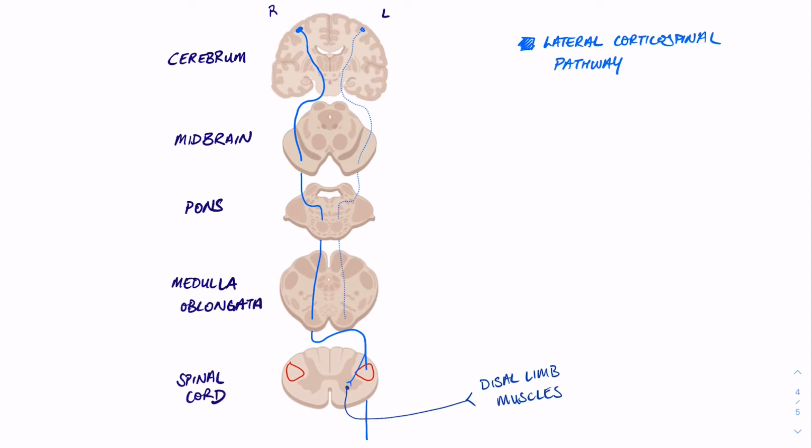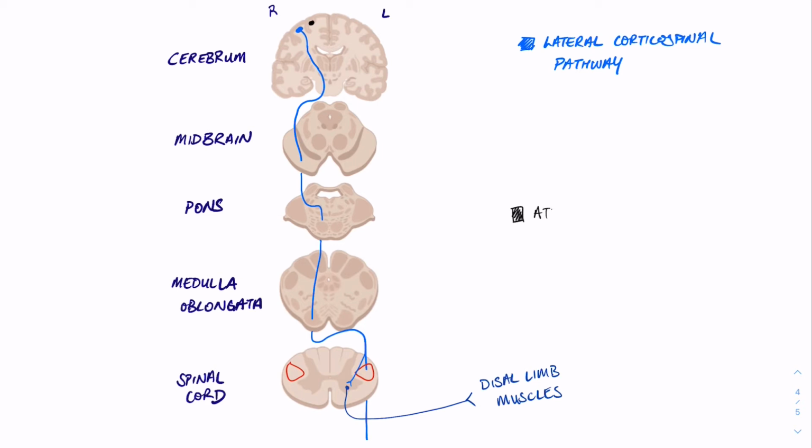And so I'll just draw in dotted blue here the corresponding pathway that originates from the left side of the cerebrum, and so we understand how the right and left distal limb muscles are innervated by this particular pathway. So that was the lateral corticospinal pathway. I hope that makes sense. I'll just get rid of the left side and then we can look at the next one.